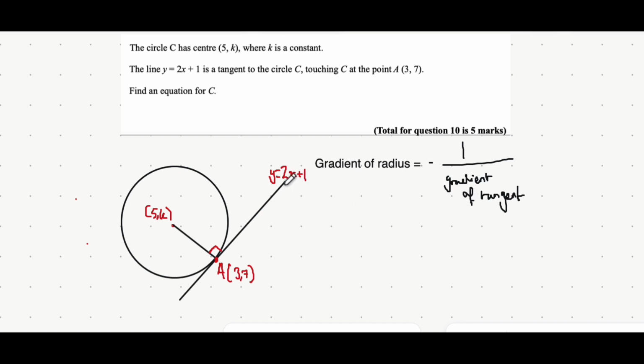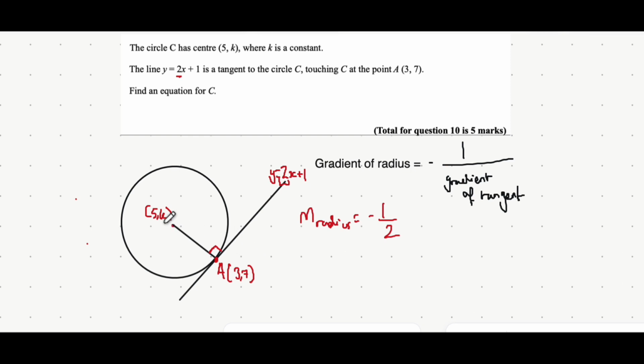So why that helps in this question is we know the gradient of the tangent is given to us in the question. It's 2. We then take that gradient of the tangent and we say that the gradient of the radius, I'm just going to write as m radius, is minus 1 over that gradient of the tangent. Why does that help?